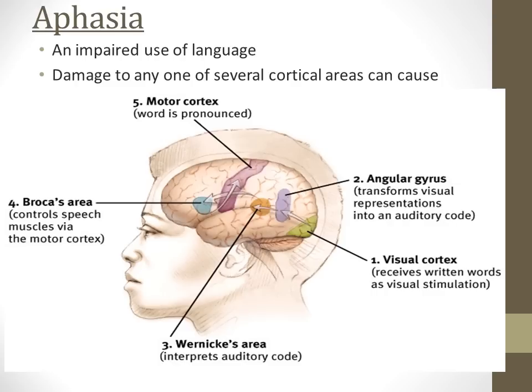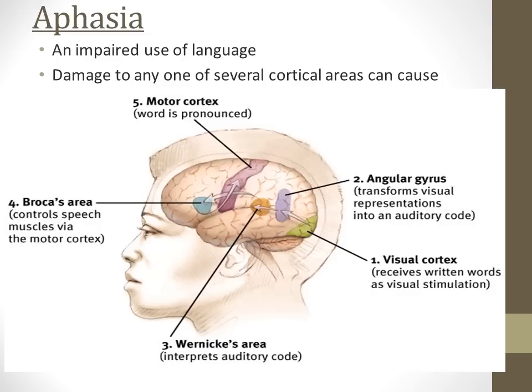Okay, so the first one, the visual cortex, helps receive written words as visual stimulation. So you're actually visualizing these terms on the PowerPoint. Then it would pass to the angular gyrus, which transforms visual representations into auditory code. The gyrus is part of that middle brain that we didn't spend too much time talking about, but the gyrus helps transform visual representation into the auditory code.